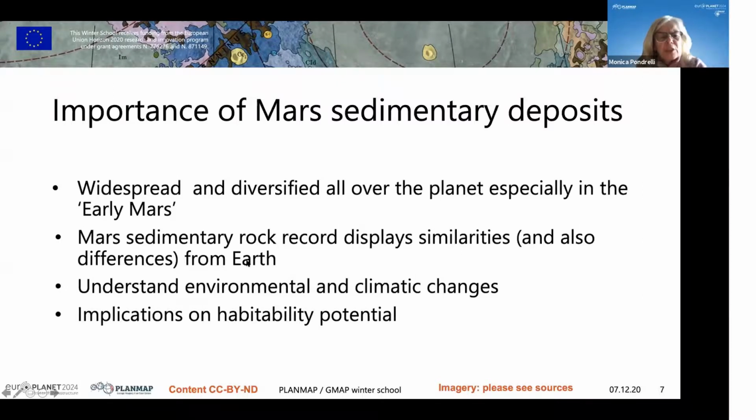But apart from this historical perspective, sedimentary deposits on Mars are the key to understand the environmental and climatic changes on the planet, and they are important for their implications on the habitability potential. And the latest missions to Mars are specifically devoted to these two science topics.